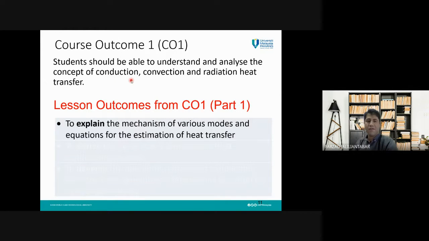At the end of this chapter, you will learn, you will understand, and you can analyze the heat transfer by those three different modes: conduction, convection, and radiation transfer.